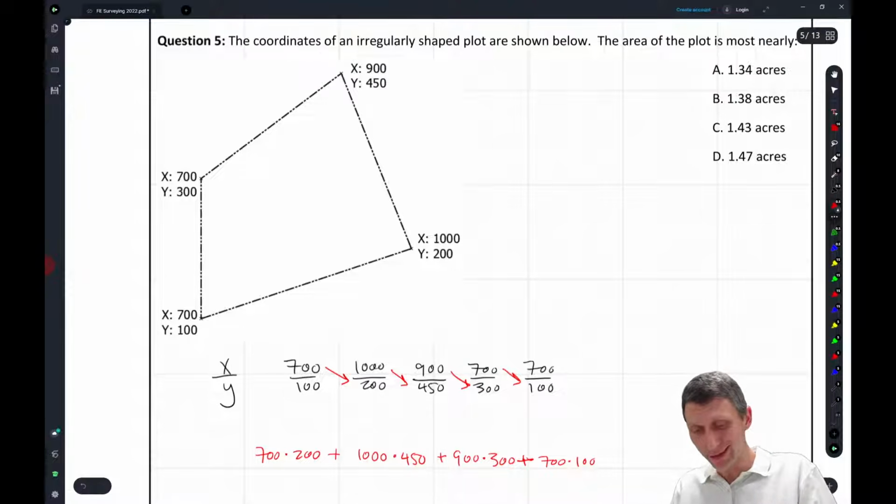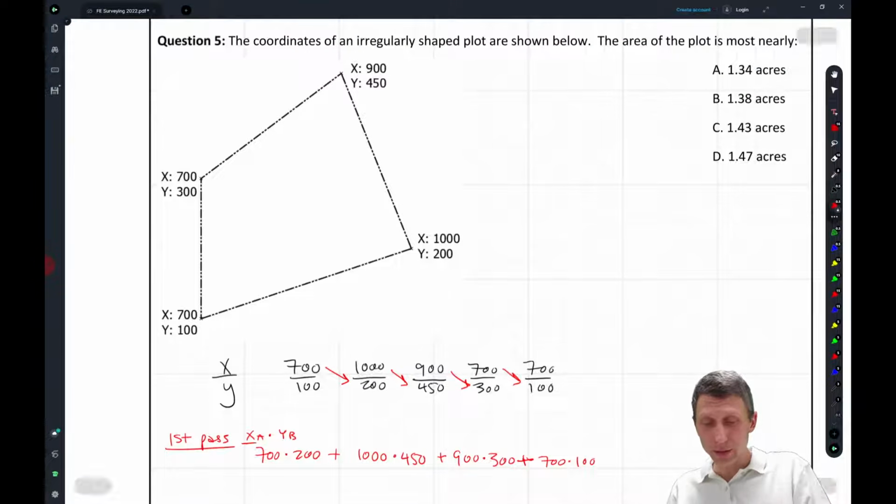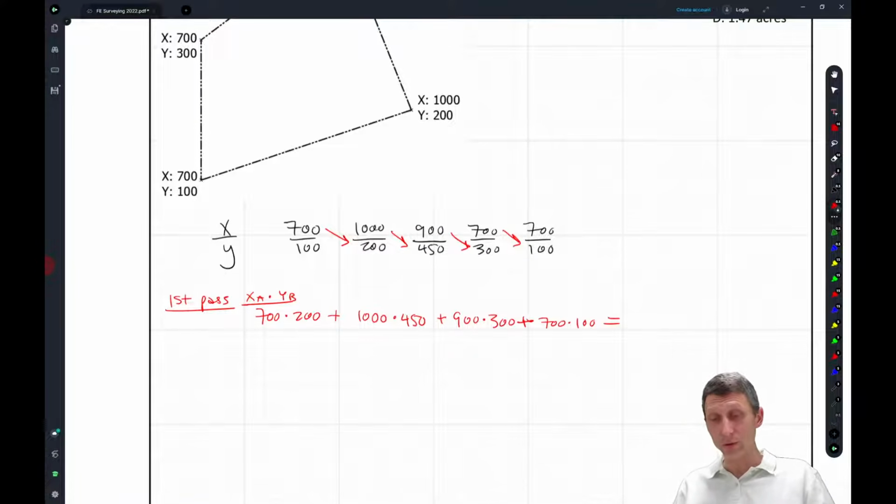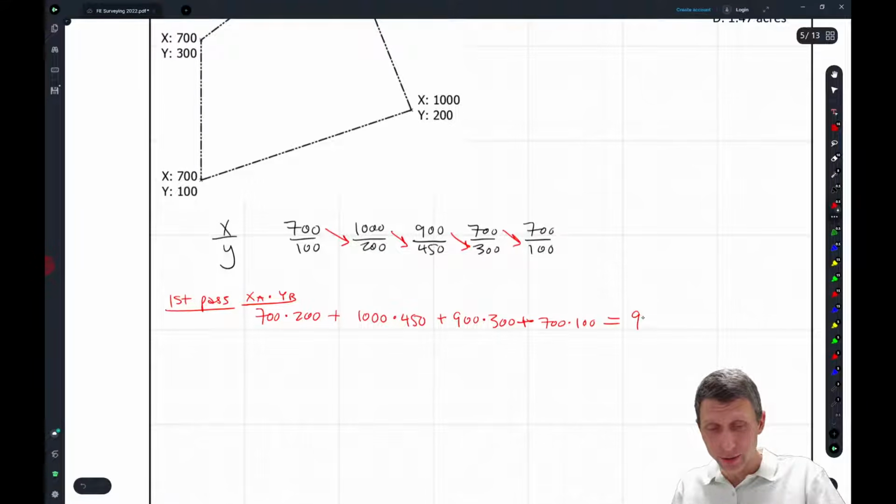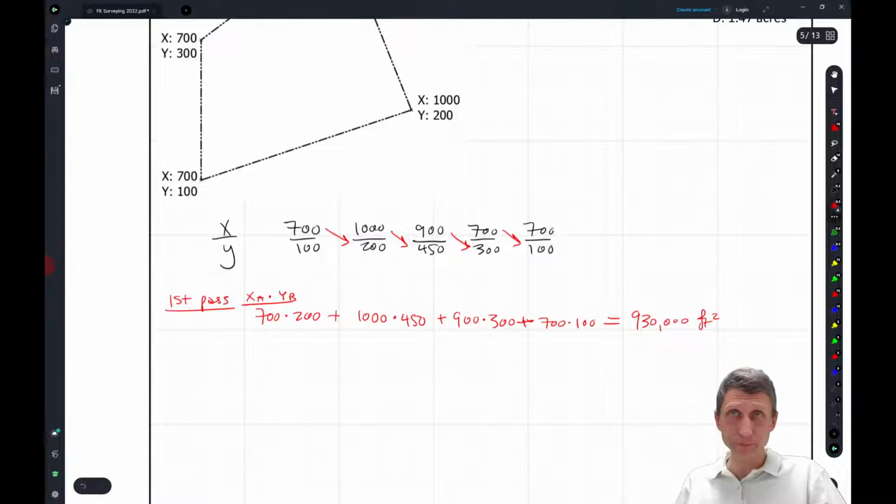So this is kind of like a first pass, like xa times yb. I can calculate that out and get some value. When I calculated it all out ahead of time, the number I got was 930,000, essentially feet squared. This is just a big number of feet squared. That's not our final answer, but it's a number that we need to keep going.